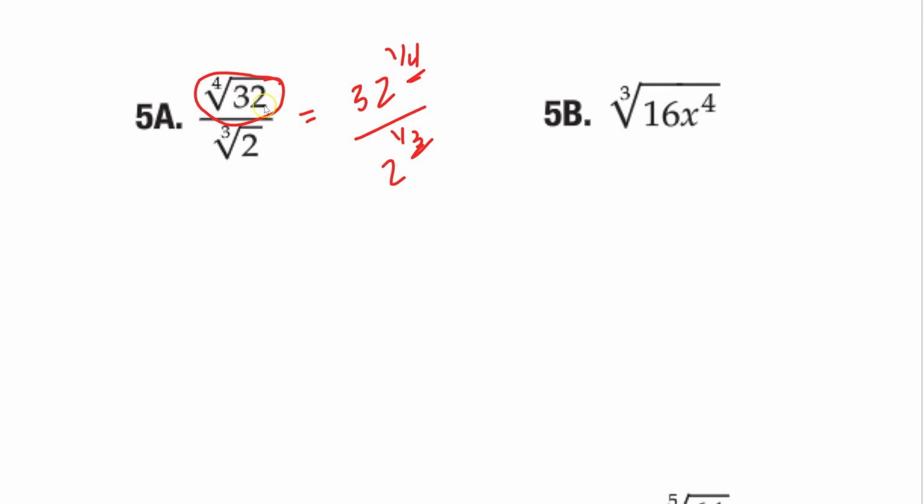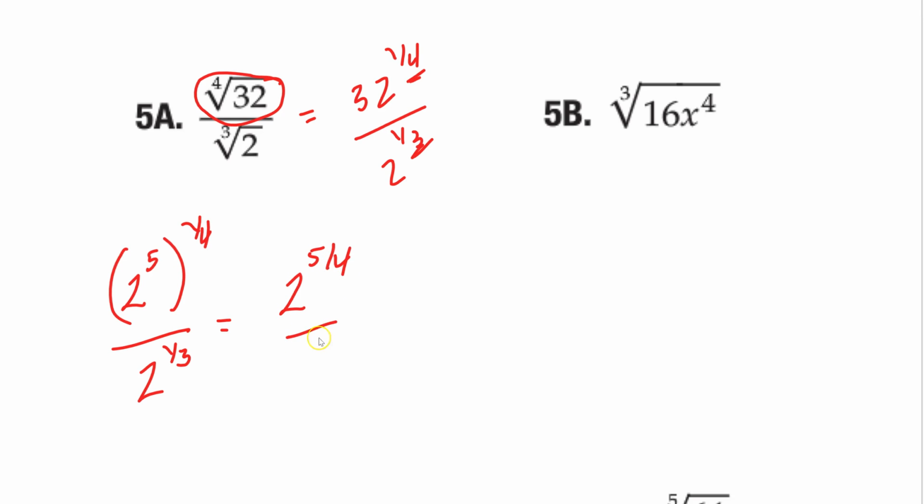What you could do is rewrite this at the same base. 32 is the same thing as 2 to the 5th. So you have 2 to the 5th to the 1/4 over 2 to the 1/3. That's the same thing as 2 to the 5/4 over 2 to the 1/3. When I looked at it, I thought I can't do anything here, they're different powers and not the same base. But I realized I could rewrite 32 as 2 to the 5th power, so I switched 32 with 2 to the 5th, and simplified it a bit.